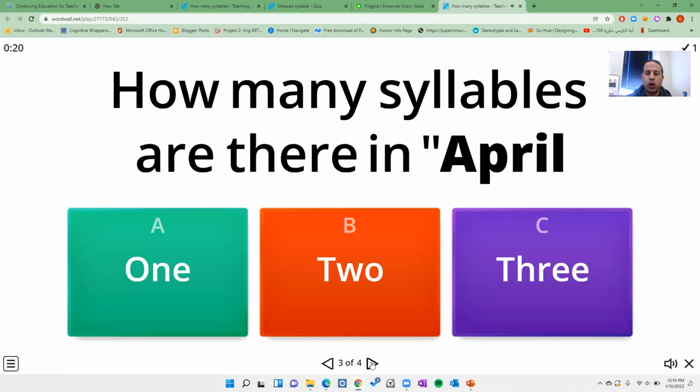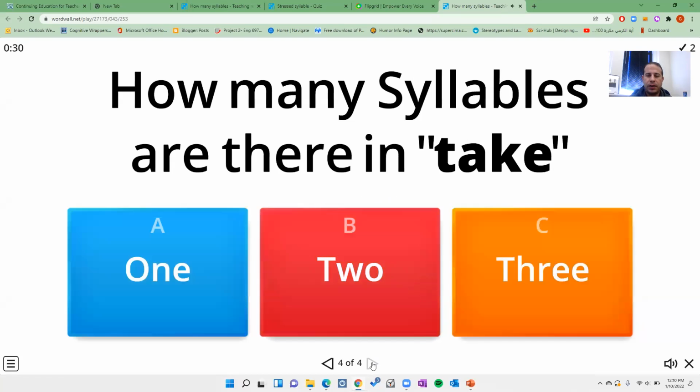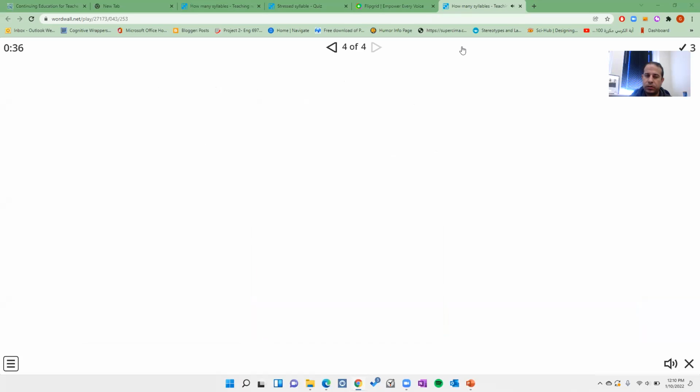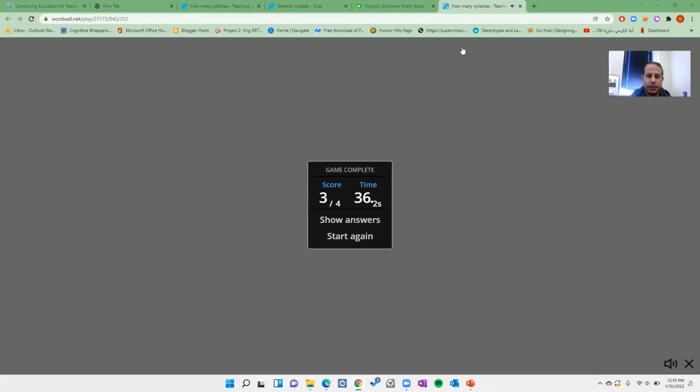We have April. What do you think? How many syllables? 3? No. 1? Is it April? 1 or 2? 2. Perfect. Finally, we have this word take. What do you think? 1. Perfect. So again, counting the number of syllables is based on finding out the number of vowel sounds in a word.